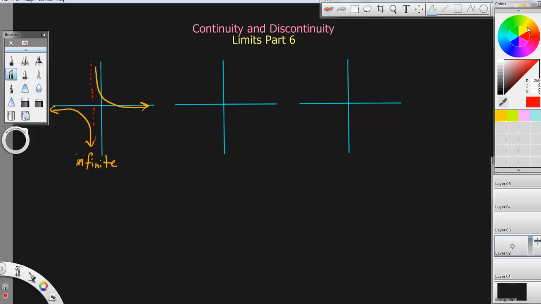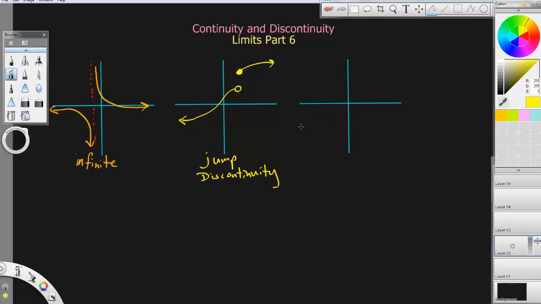You could have another type called removable discontinuity, where you have a graph come up like this, maybe an open hole there, and then a solid dot this way with the graph continuing over, say, like that. That is called a jump discontinuity. I said removable and then drew an example of jump discontinuity.